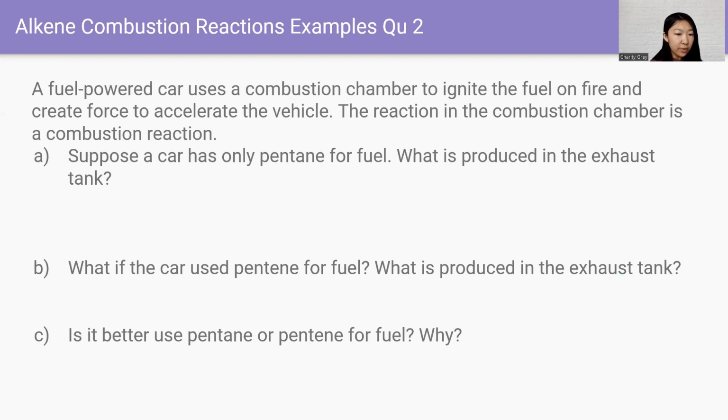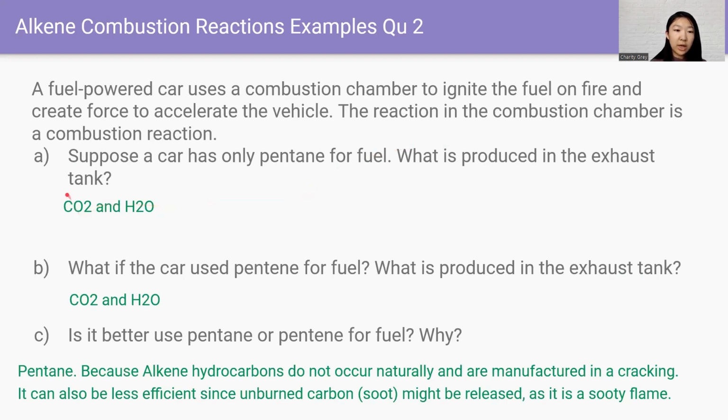And then part B, what if the car uses pentene for fuel? What is produced in the exhaust tank? And then C, is it better to use pentane or pentene for fuel? Why? Please pause the video now and answer the questions. Unpausing the video now, let's take a look at the first question.